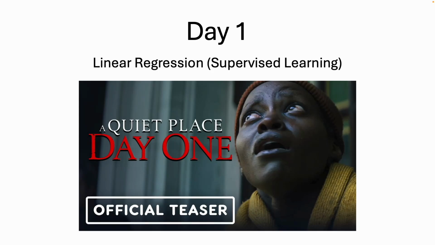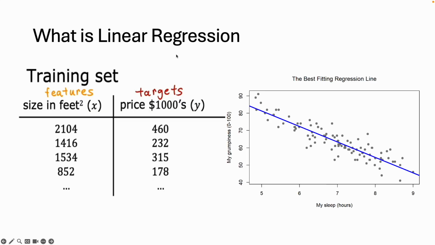Today I'm going to be going over our first supervised learning model, linear regression. Alright, so what is linear regression? Well, linear regression is a model that tries to predict some continuous value given some data. So in this instance, it's trying to predict grumpiness level based on your sleep. Alright, and so ideally our model will end up looking something like this, where it best fits the data.